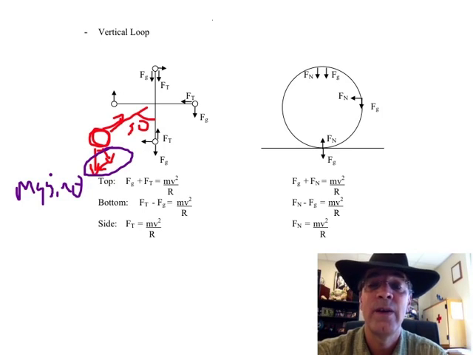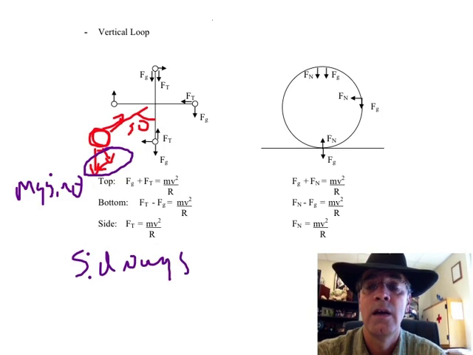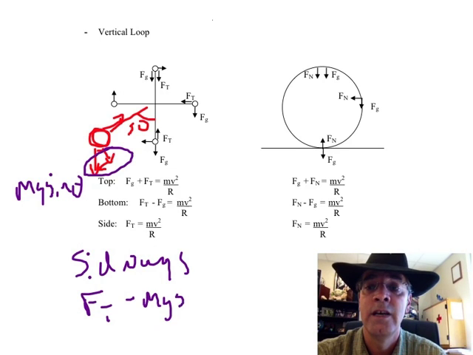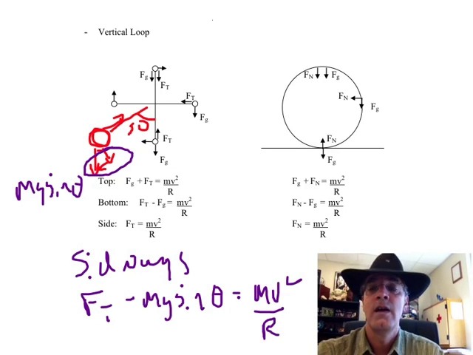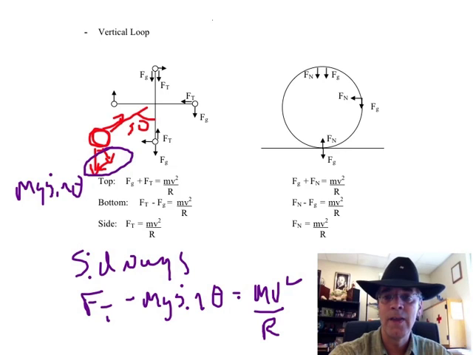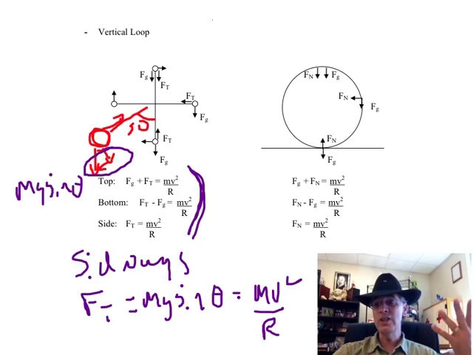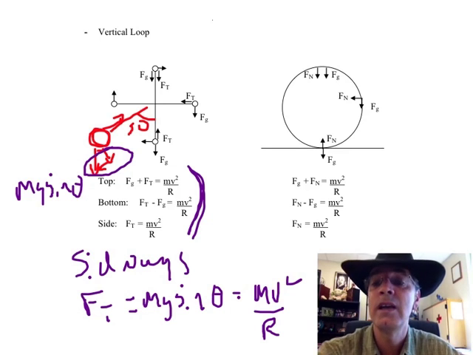And for that sideways one, it would be Ft, minus because it's going away, minus mg sine theta equals mv squared over r. That's kind of an odd one. They don't do that very often. Mostly it's just these main ones here. But you could do one at an angle, so realize that could be coming.